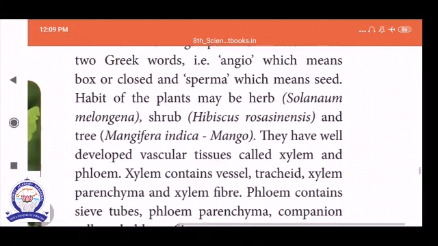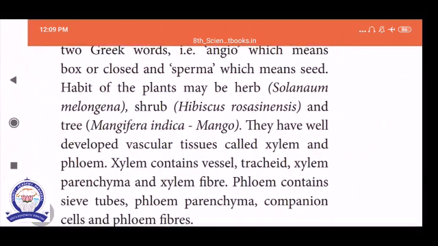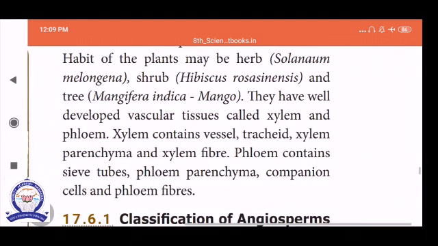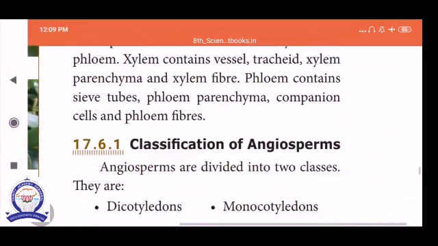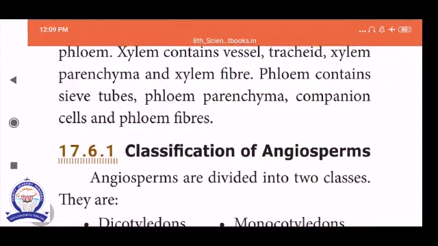Then they have well-developed vascular tissue, namely xylem and phloem. Xylem contains vessels, tracheids, xylem parenchyma and xylem fibers, whereas phloem contains sieve tubes, phloem parenchyma, companion cells and phloem fibers. These are the types of xylem cells and phloem cells. Next, the classification of angiosperms.